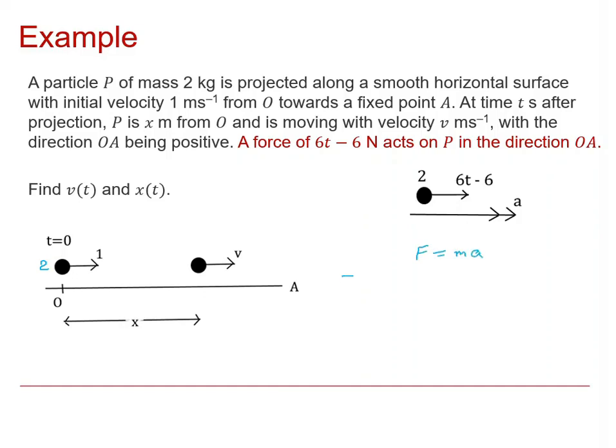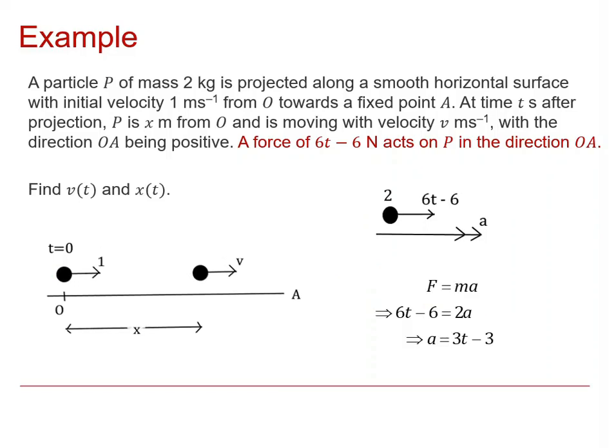which in this case will tell us that the force is 6t minus 6, and that's 2 times a, because the mass is 2. So that boils down to a is equal to 3t minus 3. So that's our differential equation, which we now have to analyse with whatever techniques we've got at our disposal. So there's our starting point.